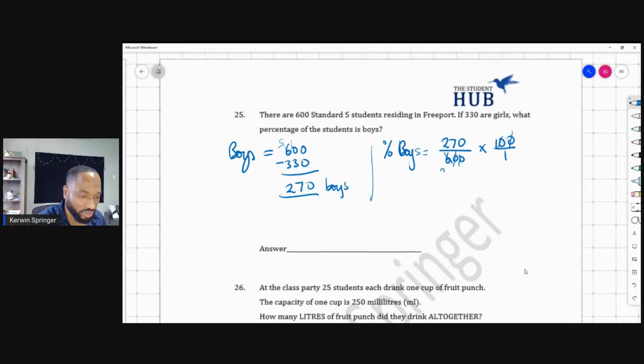So 3 can go into 6 2 times, and 3 can go into 27 9 times. So I have 90 there. And then finally, 2 can go into 90 45 times. So the answer is 45%.